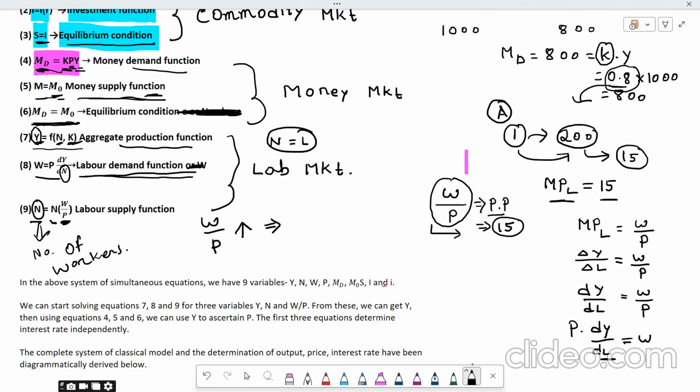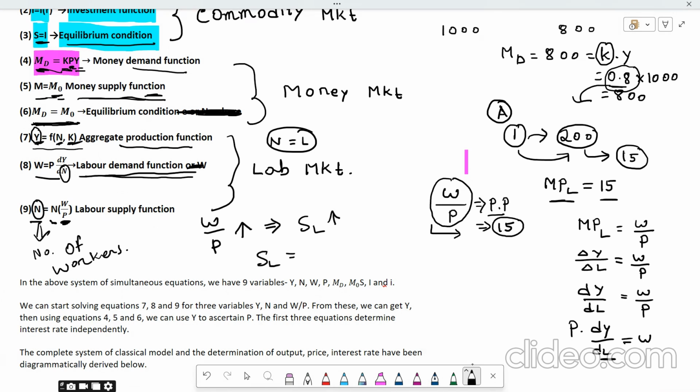If their real wage is increasing, that means their purchasing power is increasing. That means they can purchase more products from the market now. Then they will be able to work more. They will be supplying more laborers, right? More laborers are then supplied, so the supply of labor will also rise.